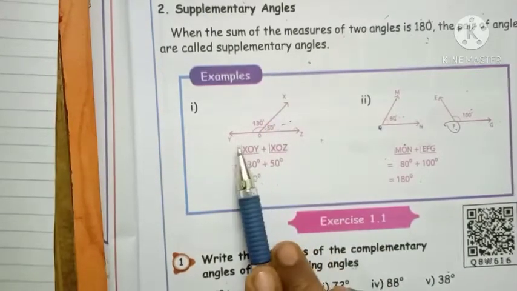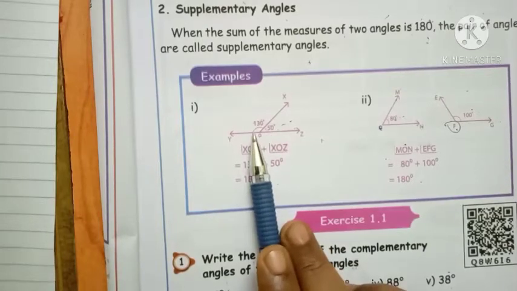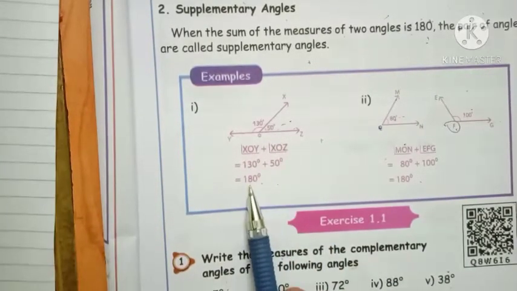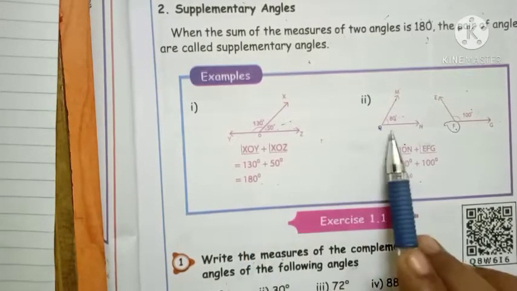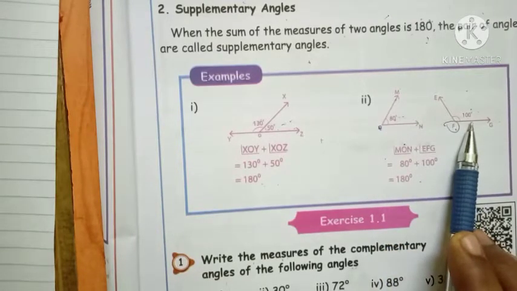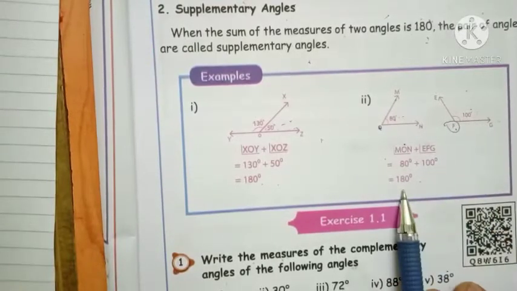So here the two angle measurements given are 50 and 130. So these two angles added get 180. So this is called the supplementary angle. Here given is an 80 angle measurement, then 100. So 80 plus 100 you get 180.